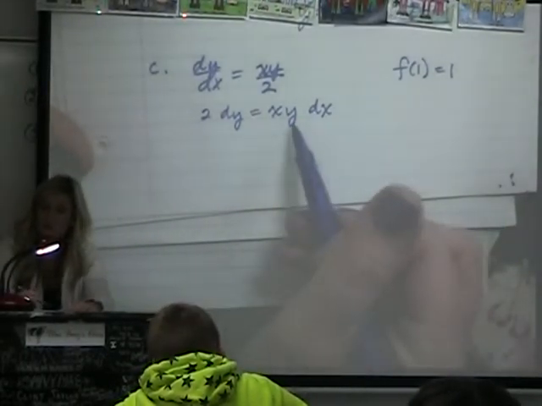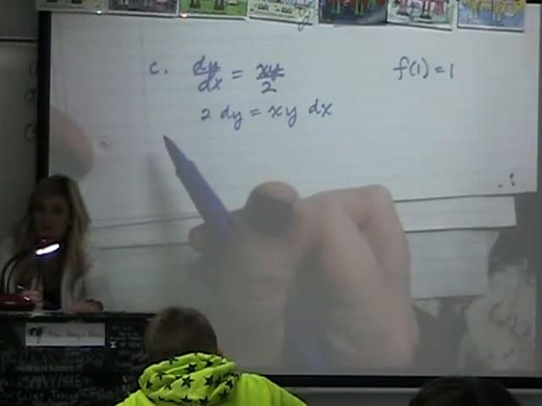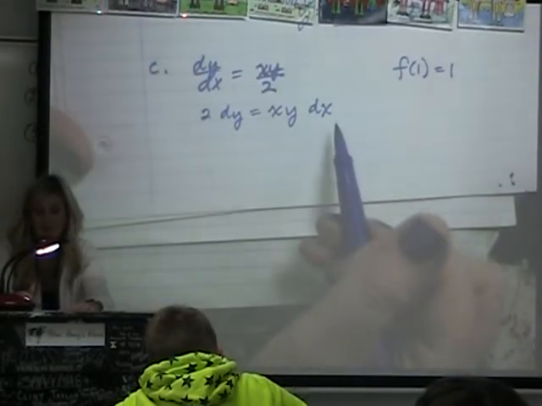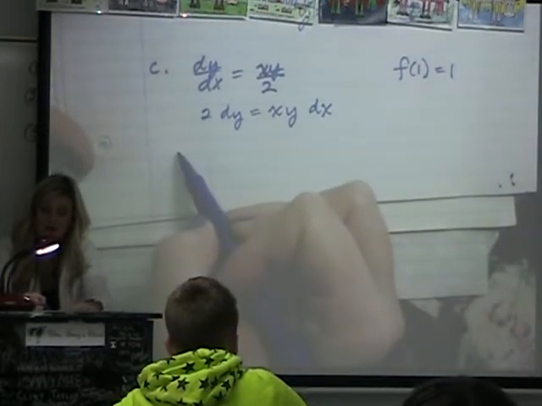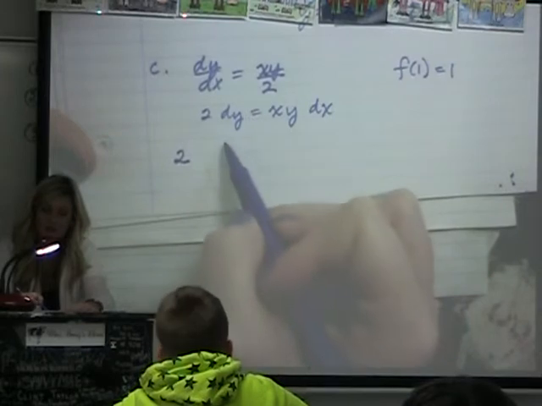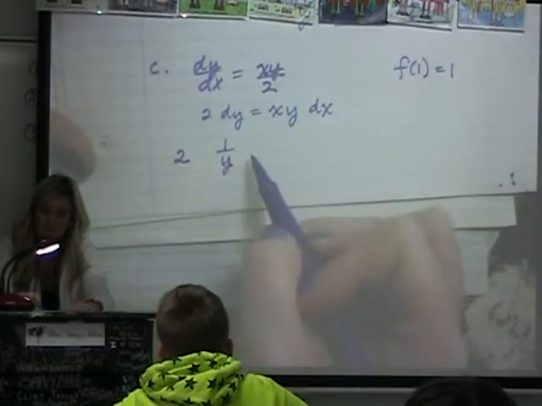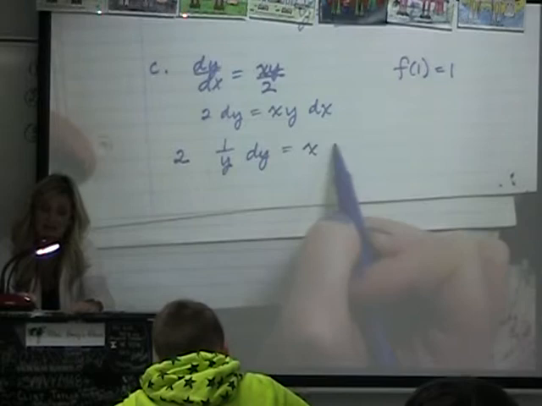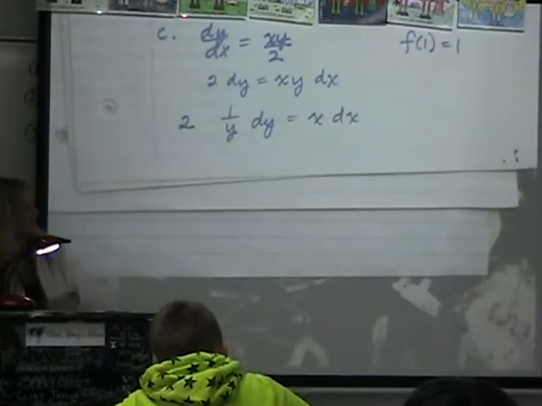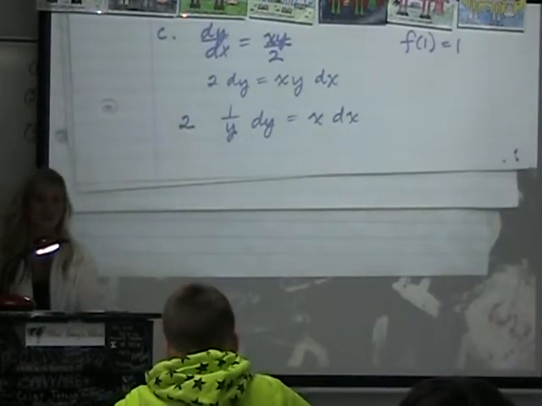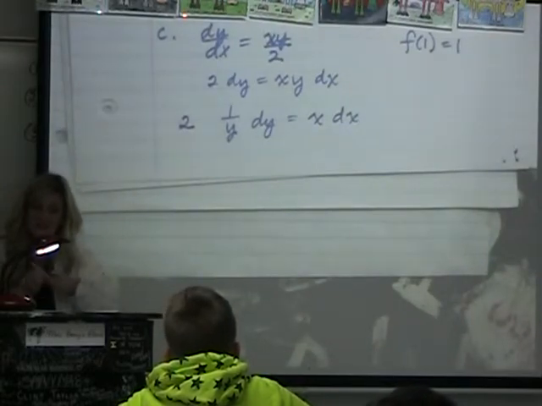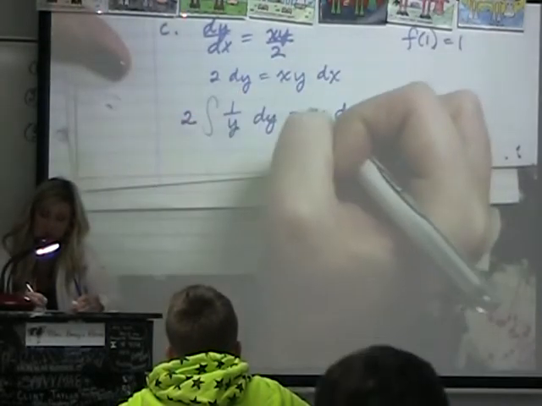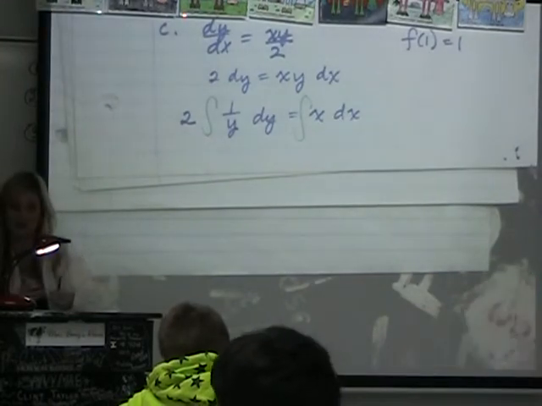Then I need to move this y over to the other side. Get all my y's on one side, all my x's on the other side. So, everybody okay if I say 2 times 1 over y dy equals x dx? Why'd I leave that big space? Because I'm going to put the integral symbol in there to save me some writing. So now I'm going to take the integral of both sides, now that I have my variables separated.